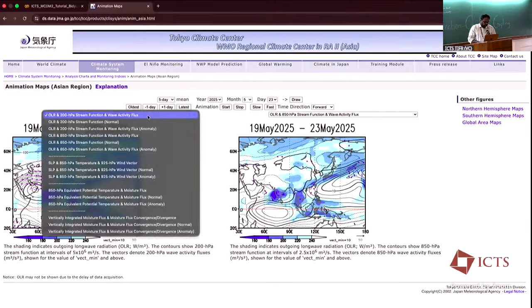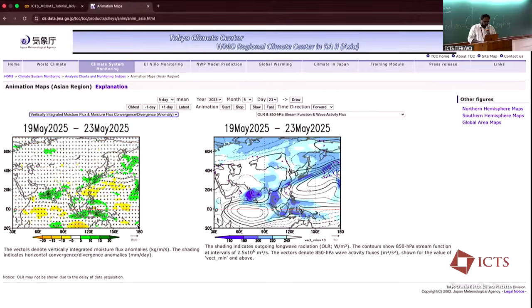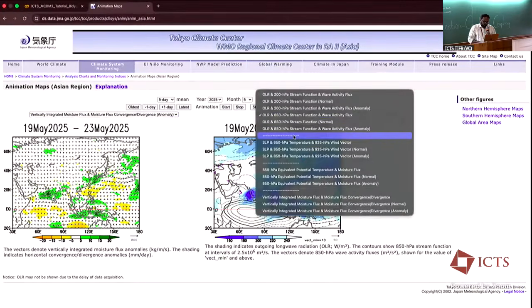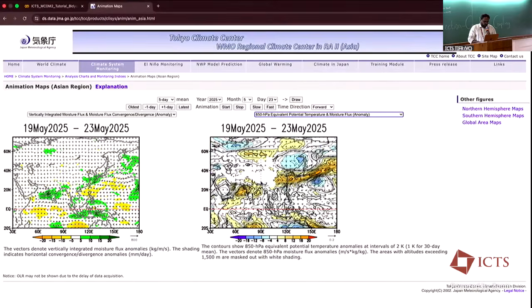And I'll show you the vertically integrated moisture flux convergence anomaly here. So you have a circulation here. And also let me plot the theta E anomaly as well. So you see there's this kind of a positive anomaly that is to the northwest of the rainfall anomaly.